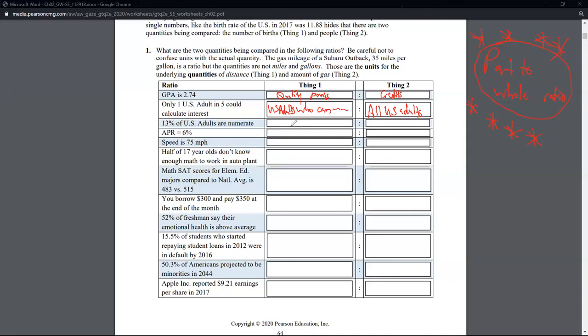So again, this is just US adults who are numerate. And we're comparing that to, again, all US adults. Percent means out of 100. So what this says is 13 out of 100 are numerate. Only 13% of Americans, 13 out of 100 are good with numbers.